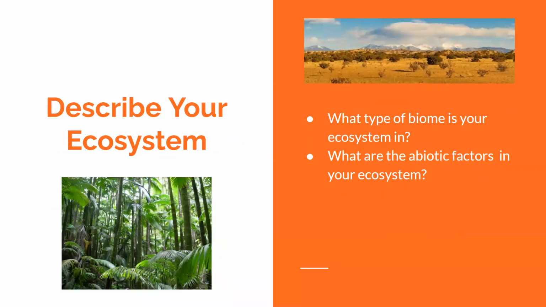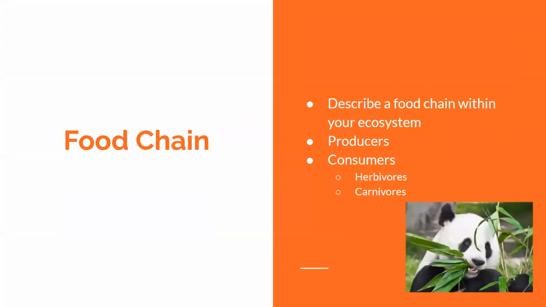You also need to describe this ecosystem. So you're not just going to make it and then take a picture and walk away. You need to tell us what is in the ecosystem. So you need to know what type of biome it is in. Is it a desert? Is it the mountains? Is it the rainforest? All these different biomes that we've talked about, and what are the abiotic factors of your ecosystem. You remember that abiotic factors are things that are not alive and have never been alive. So things like weather, rocks in the terrain, the climate, the elevation, all those things are abiotic factors.